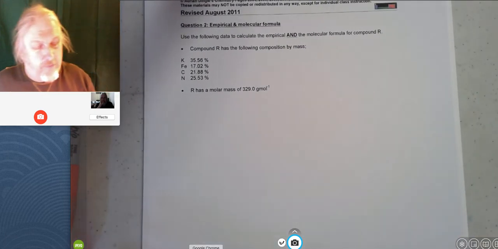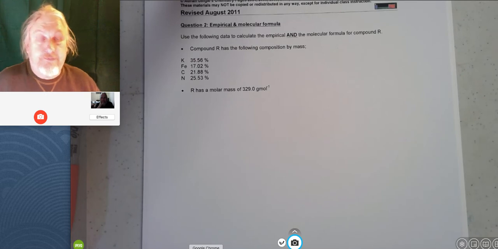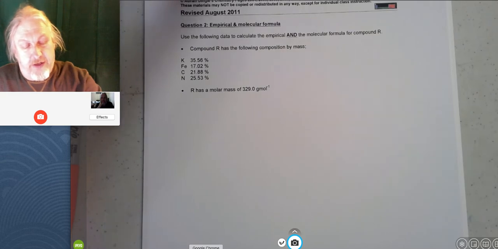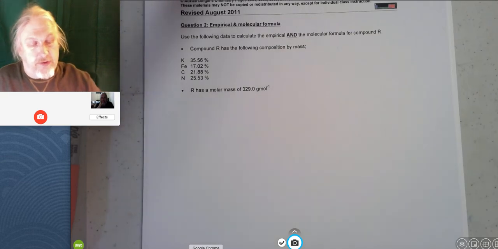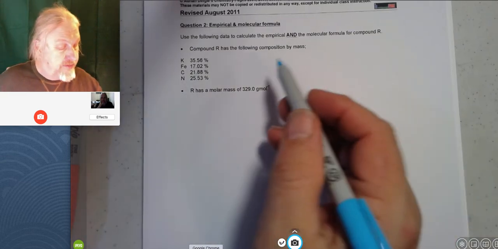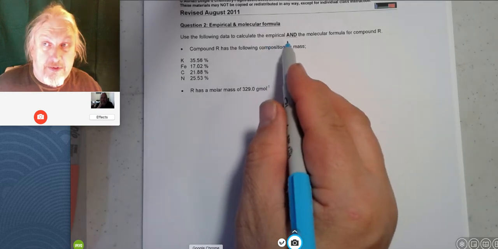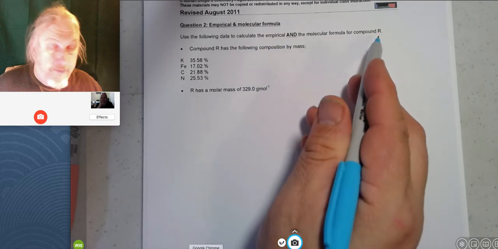Alright, so let's look at 4G problem 2. This is your basic empirical formula problem. Most of y'all can knock these out in your sleep, but let's work on some. So let's see the problem. Use the following data to calculate the empirical and the molecular formula for compound R.